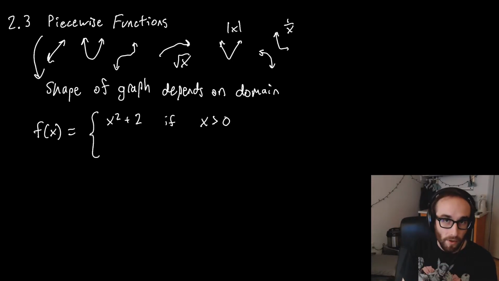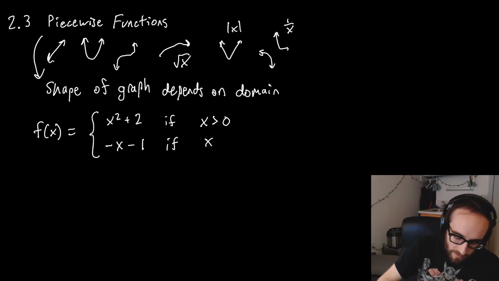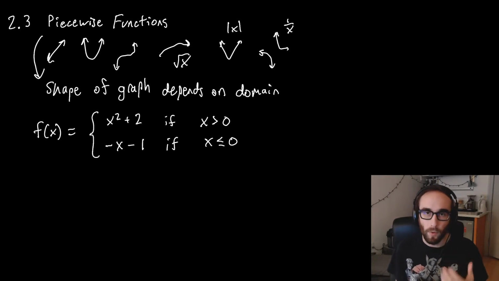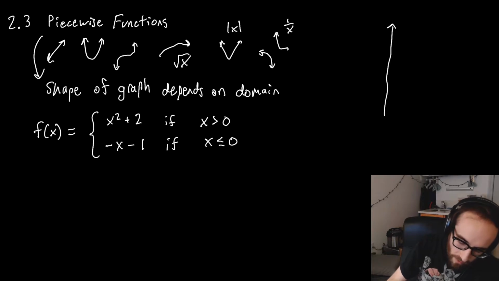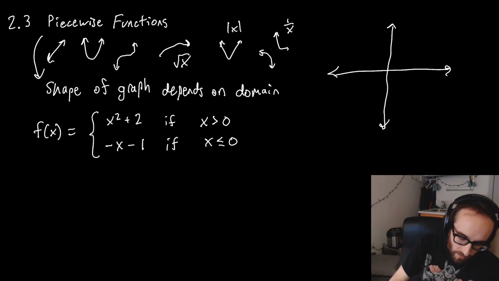And then we might see another function, perhaps negative x minus 1 if x is less than or equal to 0. So depending on what x values we're looking at or what part of the domain, we have a different shape for our graph. So this graph would have two different shapes in it, two different functions. And of course, we can see we have a line for this part, and we have a quadratic up here.